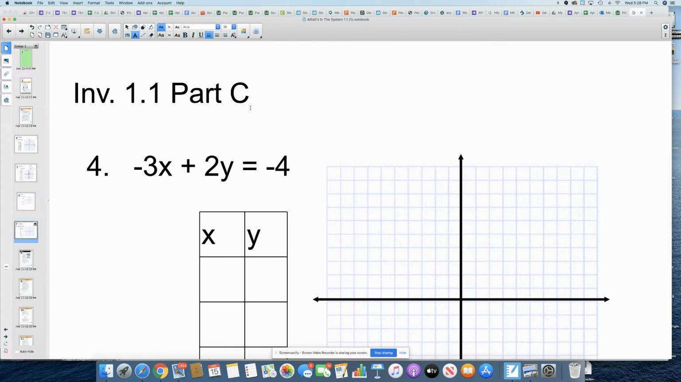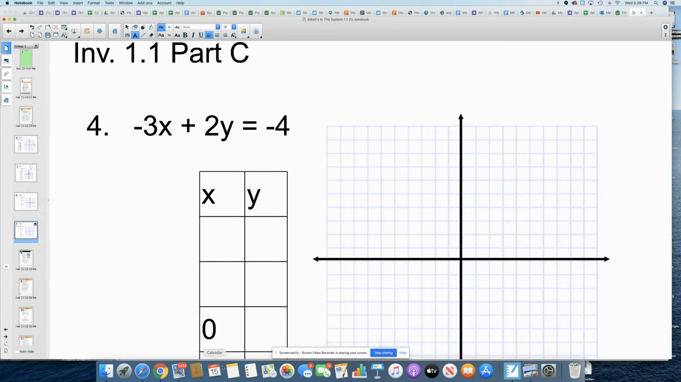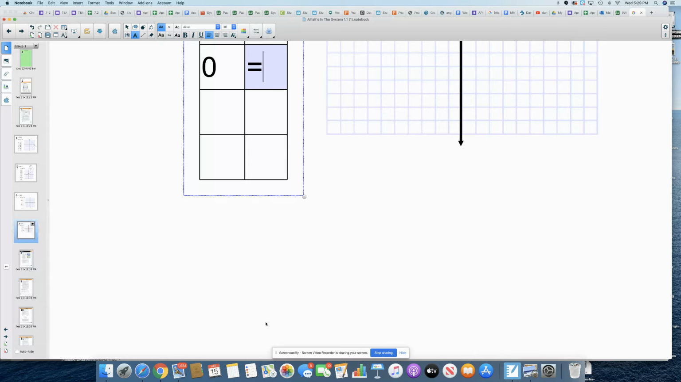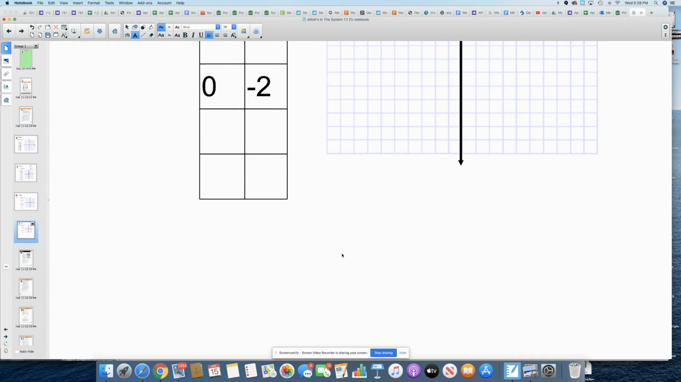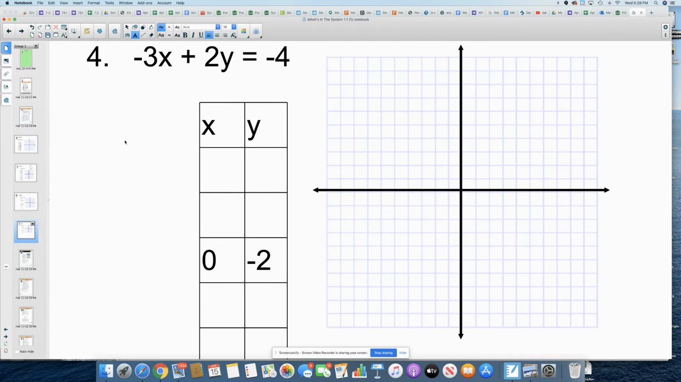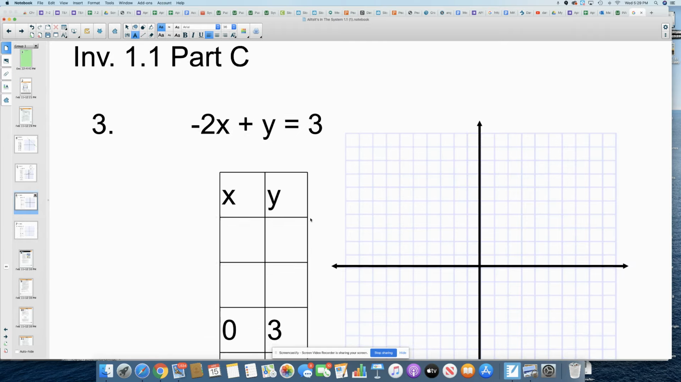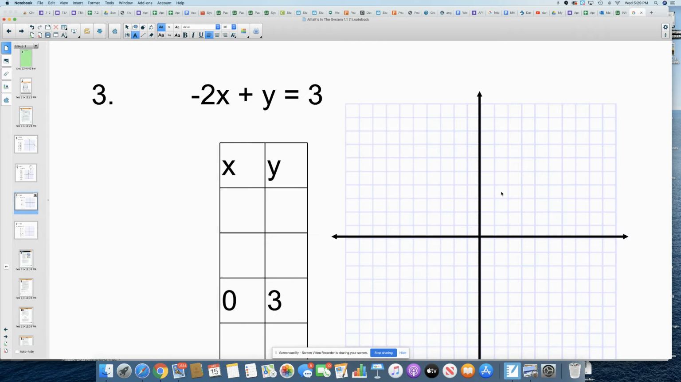Same thing on number 4, the same deal. Plug in 0 for x. So if this is 0, 2 times what is negative 4? Boom, gold star, you're right, negative 2. That equals 2. How about negative 2? There we go. All right, so your job is to do questions 3 and 4 on part C and be able to have a table and a graph to show your line.